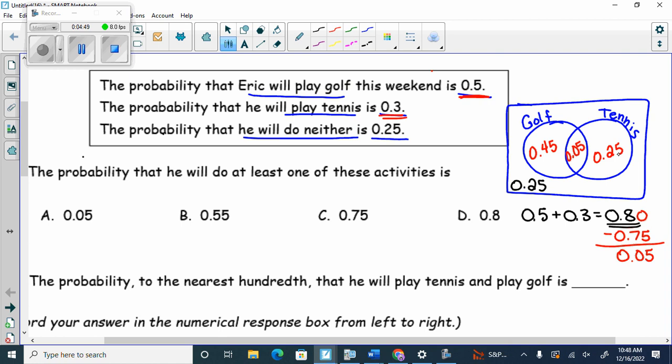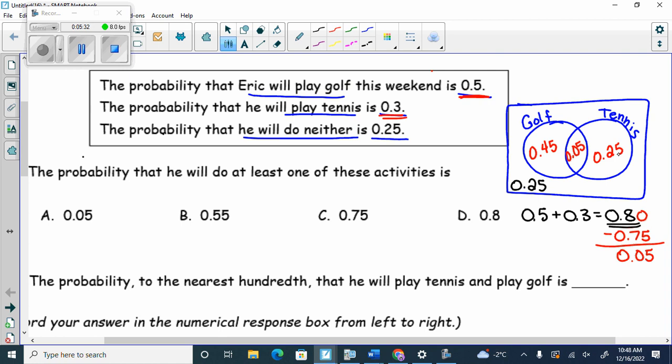What's the probability of playing only one sport? What are we going to add? Only one sport. 0.45 plus 0.25. The 0.05 is people playing how many sports? Both, playing two. I said playing one sport only. So I don't add this 0.05, I add 0.45 plus 0.25. So it's 0.7. 0.70 is the probability of playing one sport only, right?